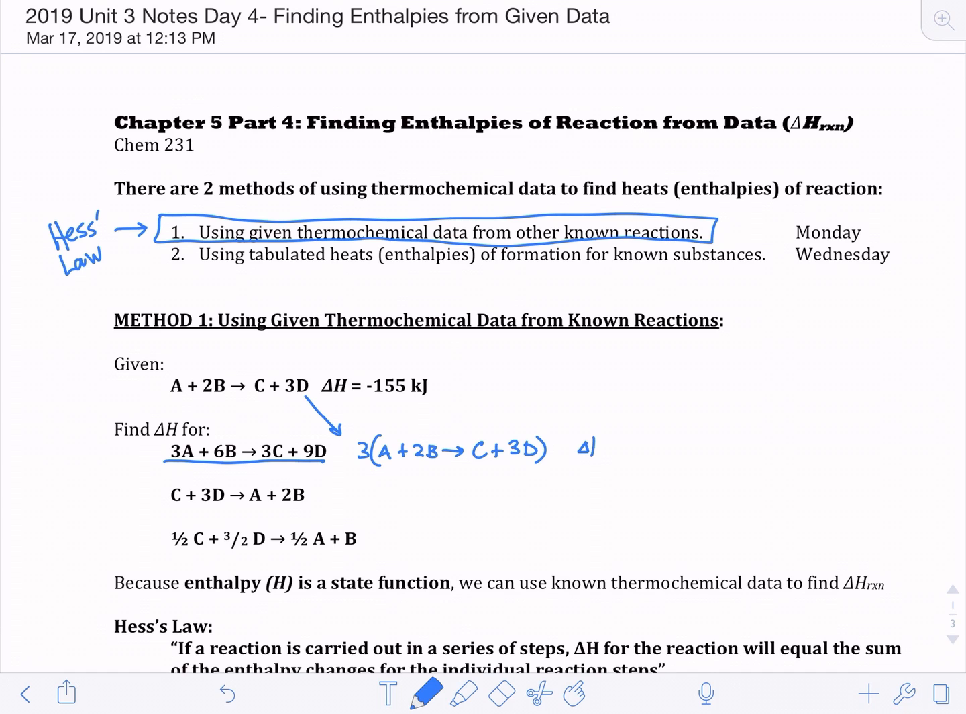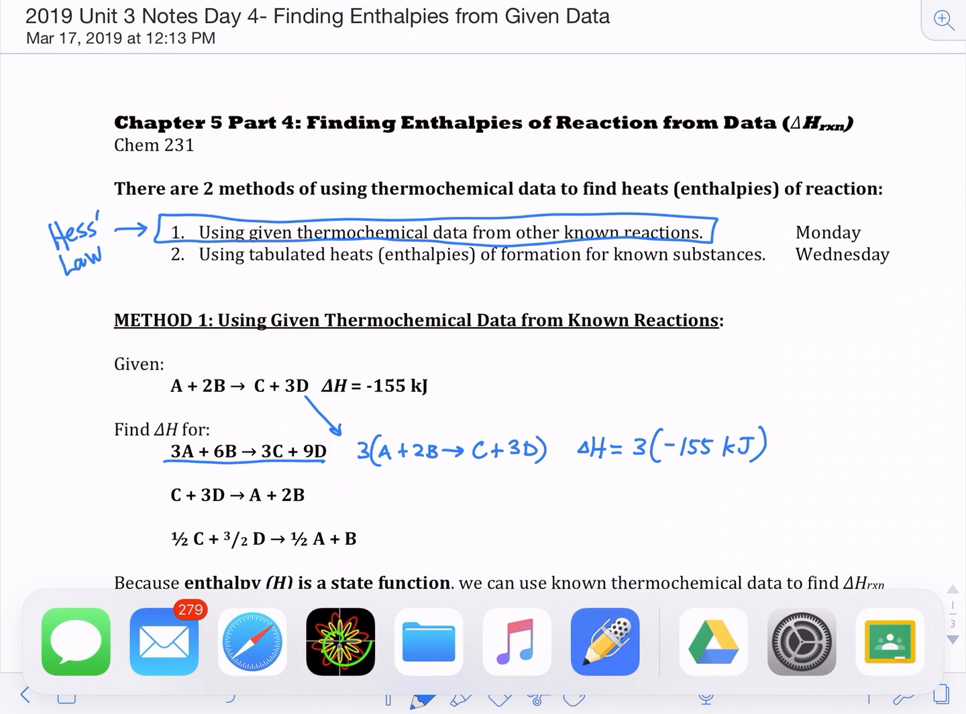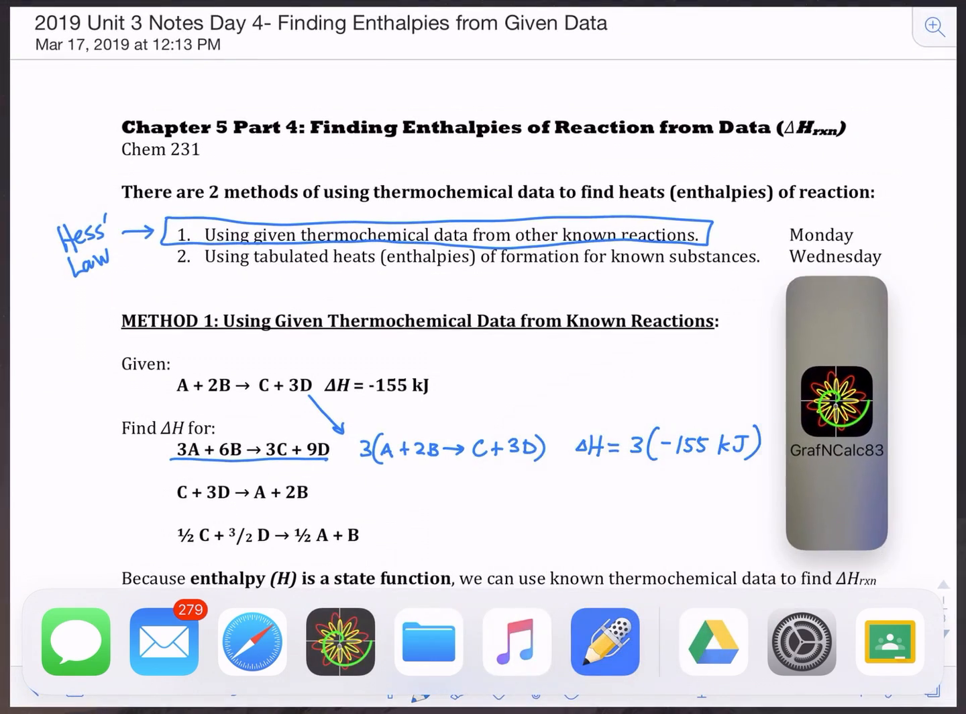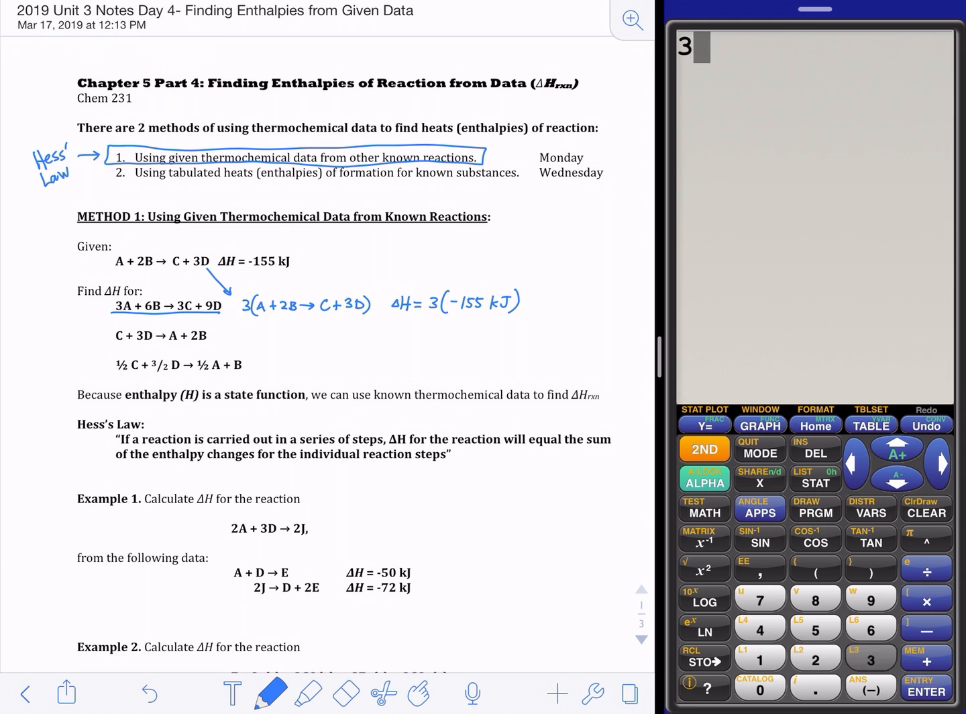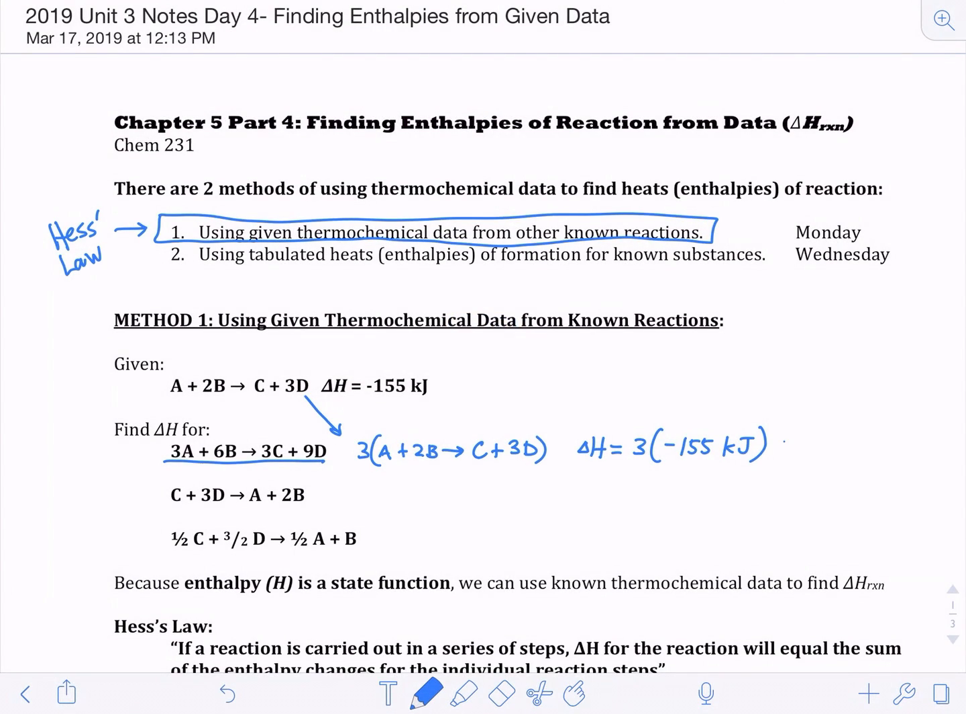So what I'm going to do to my delta H is take 3 times my negative 155 kilojoules to get my new delta H. So I'm going to take 3 times negative 155, and I'm going to get negative 465. Remember, it's an extensive property, so whatever we do to the reaction, we do the same thing to the delta H.